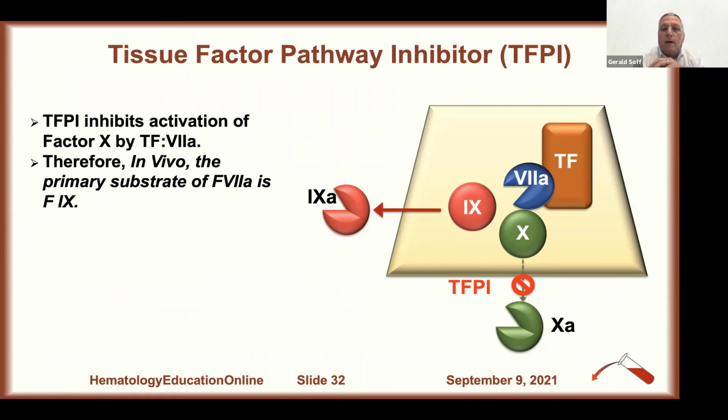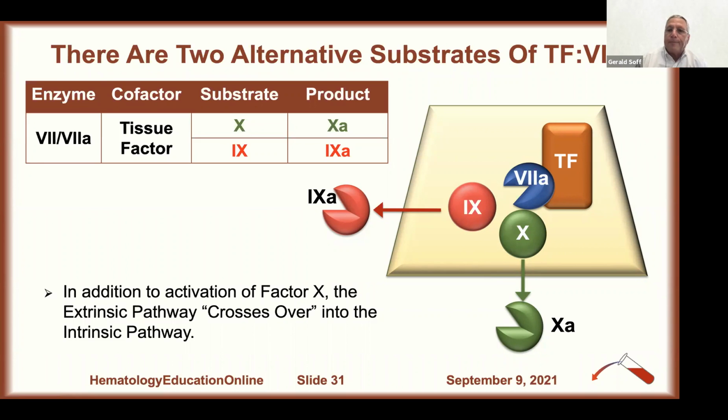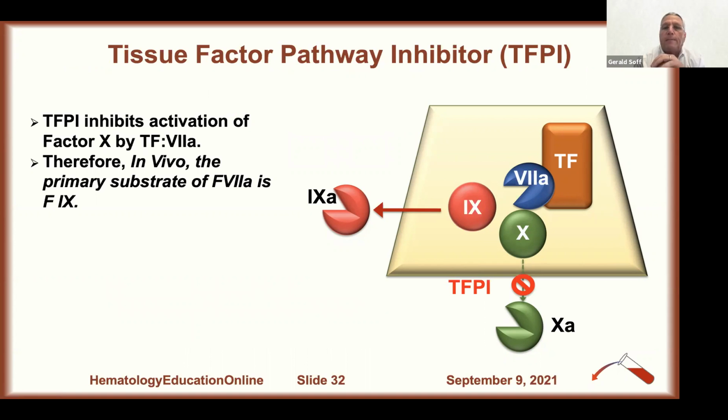And so why is 9 important? Because if 10 can be activated directly, why would deficiencies of 9 or its cofactor 8 be clinically relevant? Well, the key here is tissue factor pathway inhibitor, TFPI. And what we understand now is that in the body, TFPI dramatically blocks this reaction, dramatically reduces the ability of 7A to activate 10 to 10A, leaving its primary substrate in the body in vivo as factor 9.